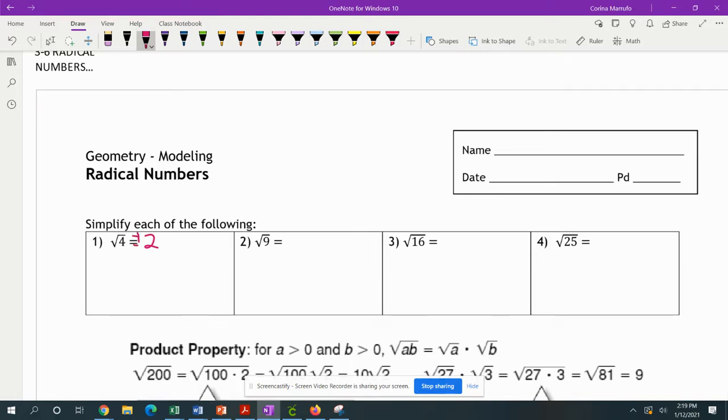So positive 2 times a positive 2 is going to give you 4, and a negative 2 times a negative 2 also gives you 4. Now this part we don't really worry about in geometry, because with geometry, for the most part, everything is positive. When you're measuring lengths, angles, they're usually all positive in geometry. So I just want you guys to worry about the 2.